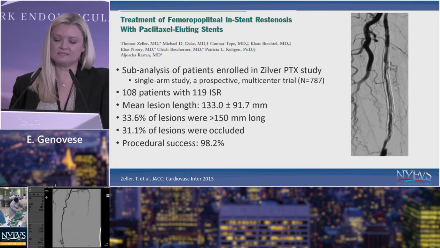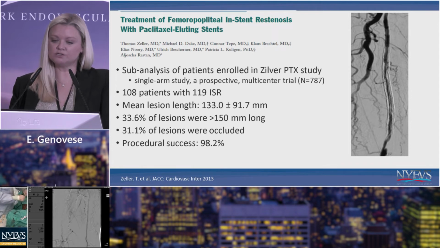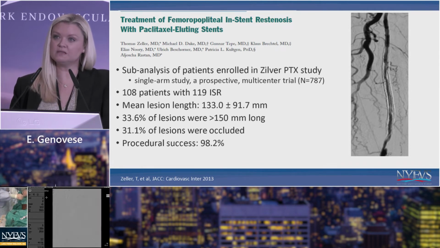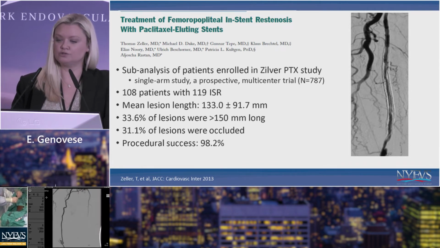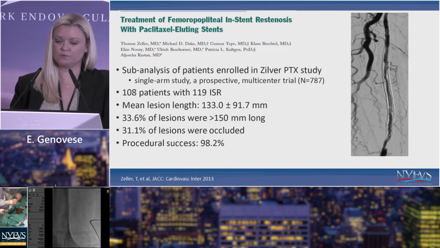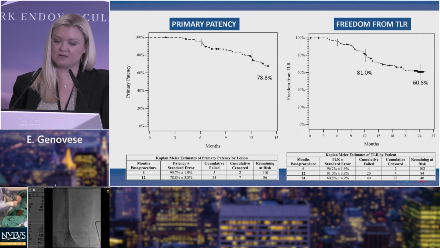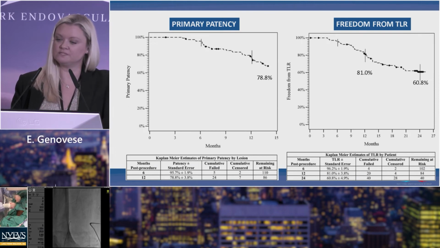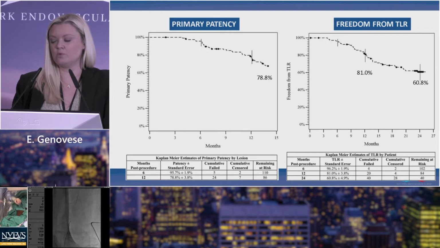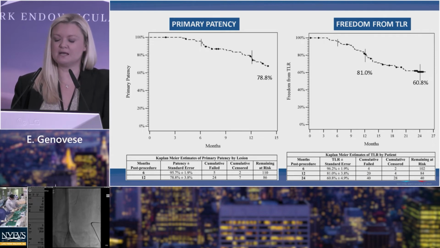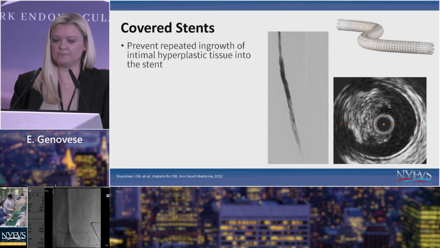The most elegant kind of data that's out there is a subset analysis from the Zilver PTX study, and it's 108 patients. What you can see is that the mean lesion length in this study is 133 millimeters, with over 30% of these lesions being greater than 150 millimeters, and 30% of these lesions were occluded. Had very nice procedural success, around 98%, and 1-year primary patency was nearly 80%. Freedom from TLR was 80% at 1 year and about 60% at 2 years, so you start to lose that benefit.